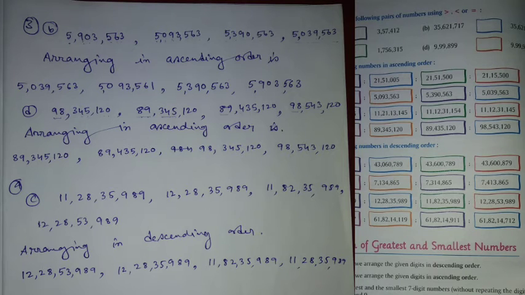See, first count the digits. 1 2 3 4 5 6 7. All have 7 digits. And here the million digit is 5 in all. Here the 100,000 digit is 9, 0, 3. So now see the 10,000 digit is 9, 3. So this one is smaller.